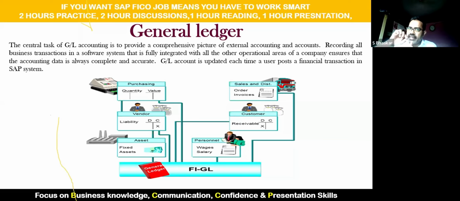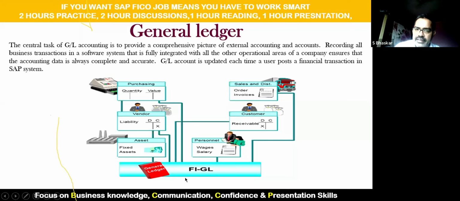So general ledger accounting is connected between all other submodules. If you notice here, the purchasing vendor is one area, asset is one area, your wages HR department is another area, and your customer is another area. When you have all these differences, finally it all comes to your general ledger accounting.